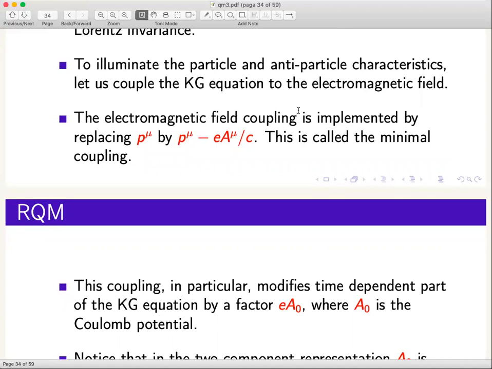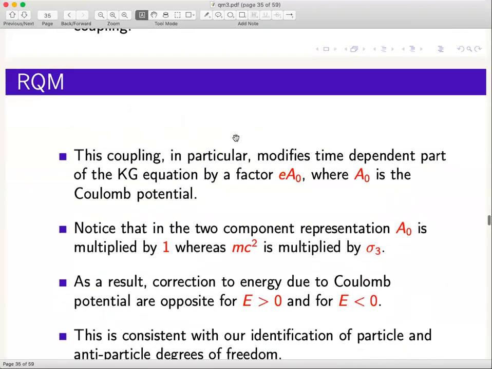Although when initially the solutions were found, antiparticles were not discovered, nevertheless people tried to give that interpretation. Although this interpretation was given only after the Dirac equation was interpreted properly. Okay, so what we'll do today is to couple the Klein-Gordon equation to the electromagnetic field. And that coupling, of course, would require us to replace P mu by P mu minus eA mu by c, which is what is called the minimal coupling. This is something we discussed last time.